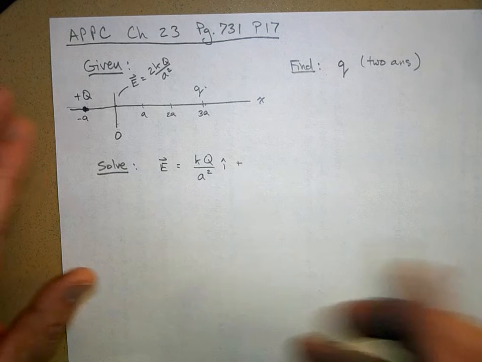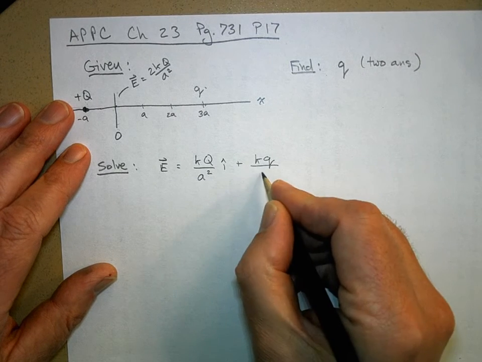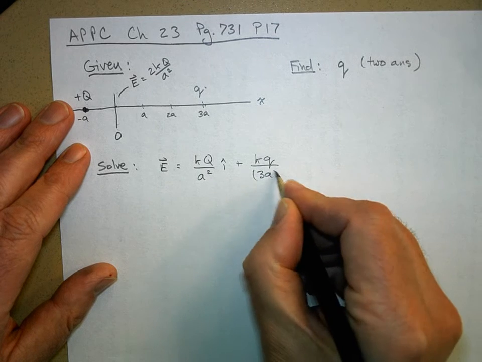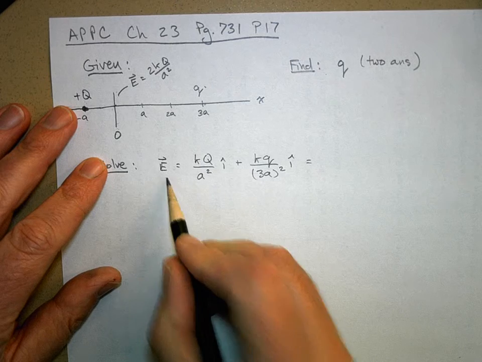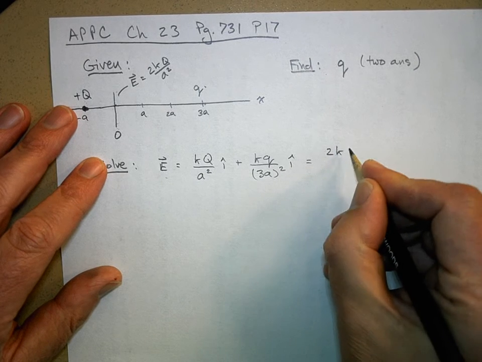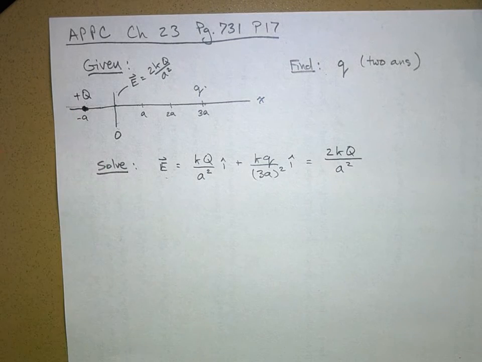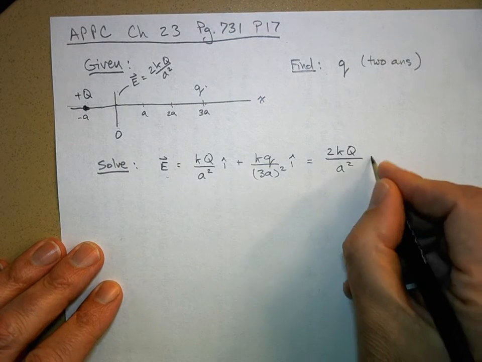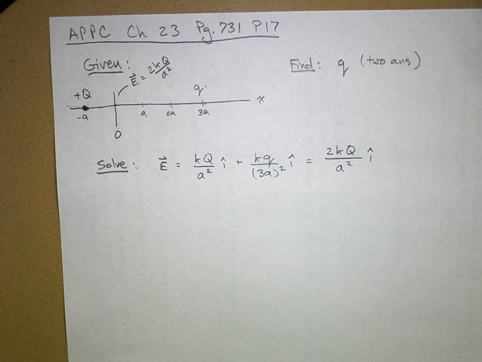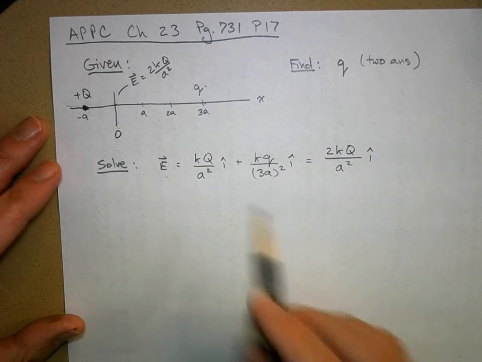So we'll do that. We'll go kQ over (3a) squared in the i hat direction, which is going to be equal to E, which is 2kq over a squared. And we're going to say that that's going to be in the positive i hat direction as well. So the first thing I can do is not worry about it, everything's to the right. I don't need to.